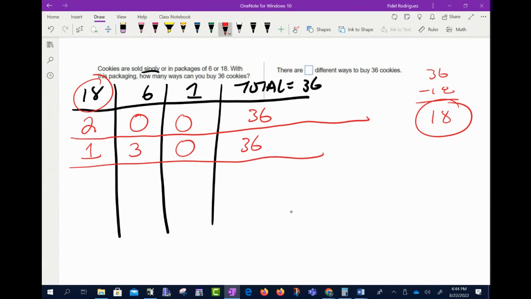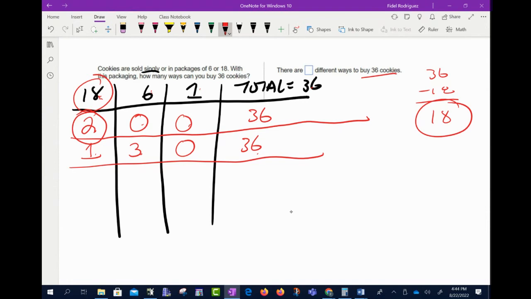So what I'm really doing here is saying 2 times 18 gives me 36, so I'm going to have 6 times 0 and 1 times 0. If I do 18 times 1, that gives me 18, so I have to multiply 6 by 3 to get another 18 so I can get my 36. So this is what I'm doing. I'm making a table, but I'm going to do it systematically, meaning the most packages of 18 I could buy was 2. I couldn't buy any more than 2 because I'm trying to get exactly 36.